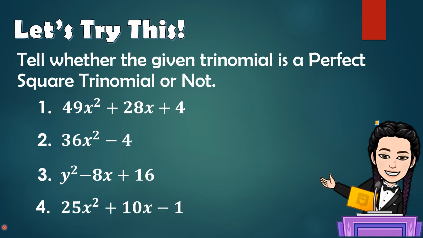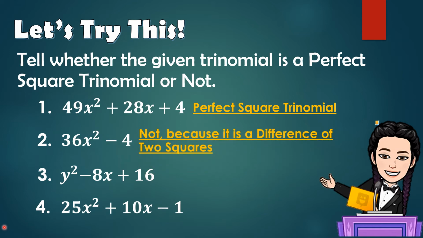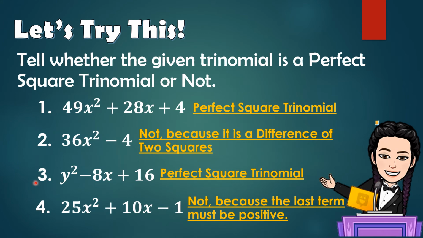So, para sa number 1, ang sagot dyan ay perfect square trinomial. Number 2, not, because this is a difference of two squares. Number 3, perfect square trinomial. And for number 4, it is not, because the last term must be positive. Remember that for a perfect square trinomial, kailangan positive pareho ang first term at last term. Ang pwede lang maging negative ay ang middle term.